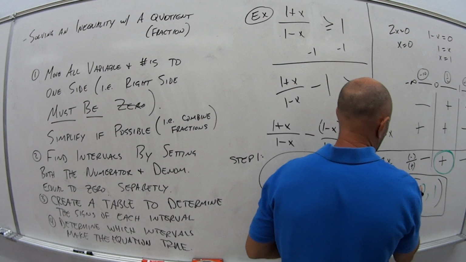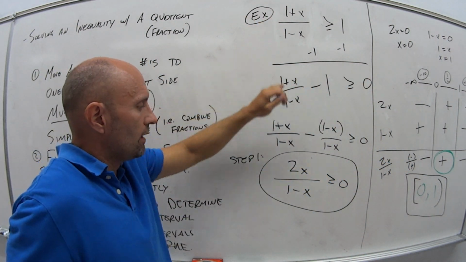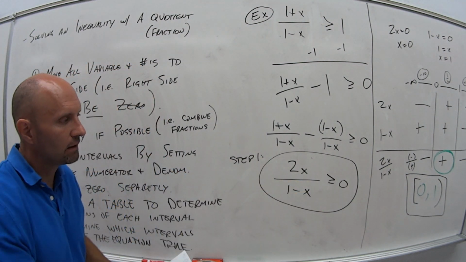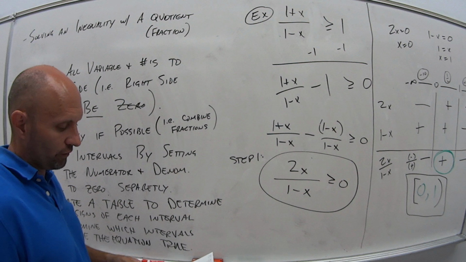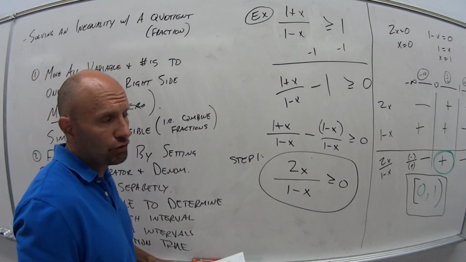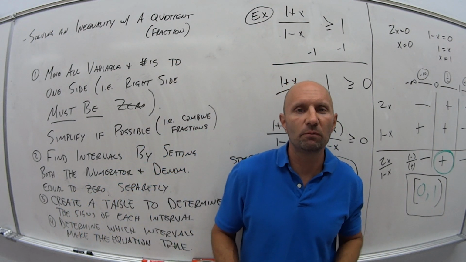Any of these numbers I choose will make the original one true, but it's based off of all this work getting this guy set with 0 on the right side. So that's it for video 2. That's how you're going to solve every single one of these types of problems.